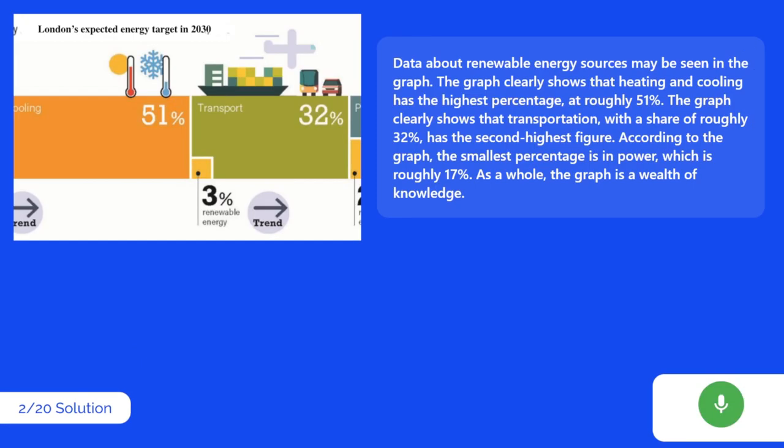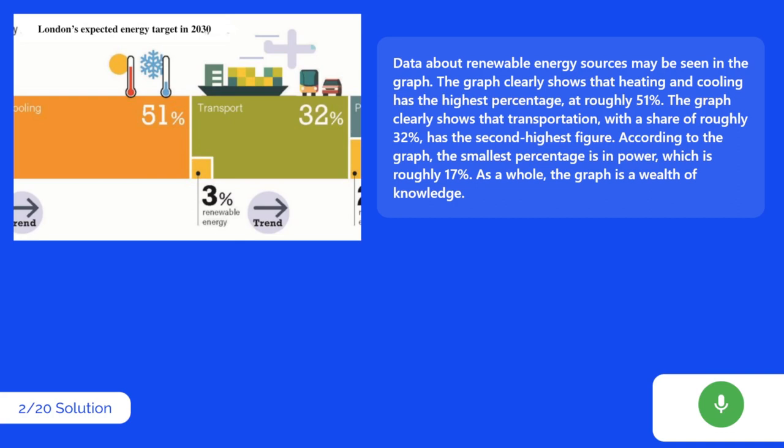Data about renewable energy sources may be seen in the graph. The graph clearly shows that heating and cooling has the highest percentage, at roughly 51%. Transportation, with a share of roughly 32%, has the second highest figure.